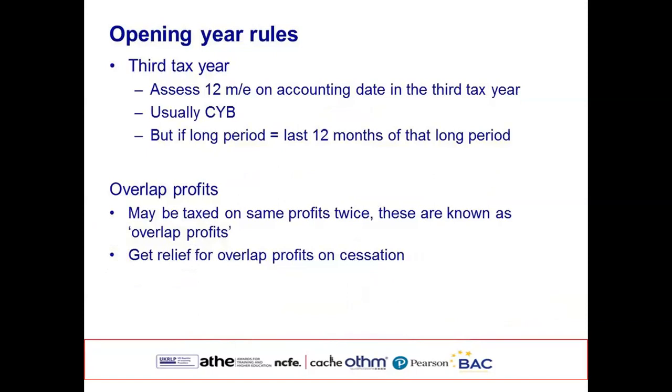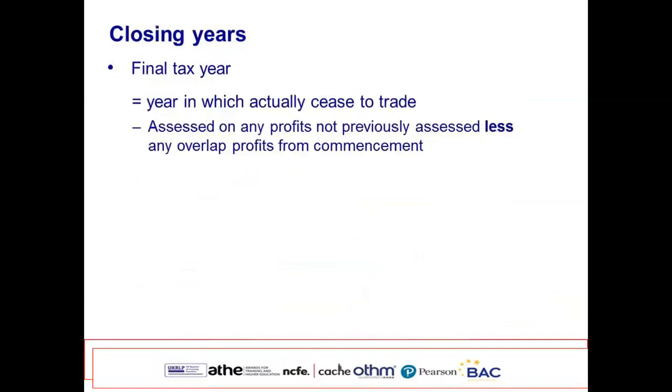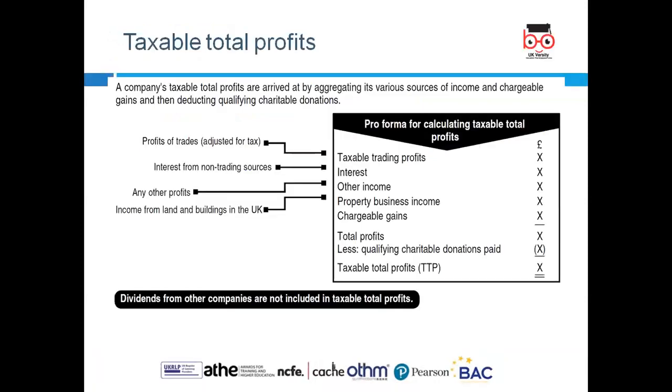Yes, the same profit is taxed twice. These are known as overlap profits, and there is relief for overlap profits if we close the business. Finally, in the year in which the trade ceases, the profit not previously assessed, less any overlap profit. So these are some rules we can look at.